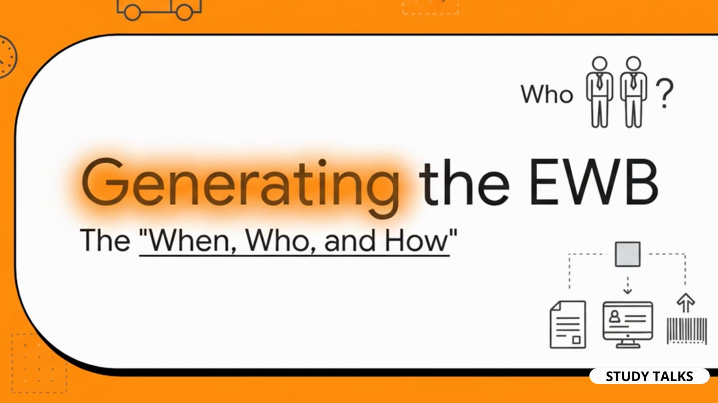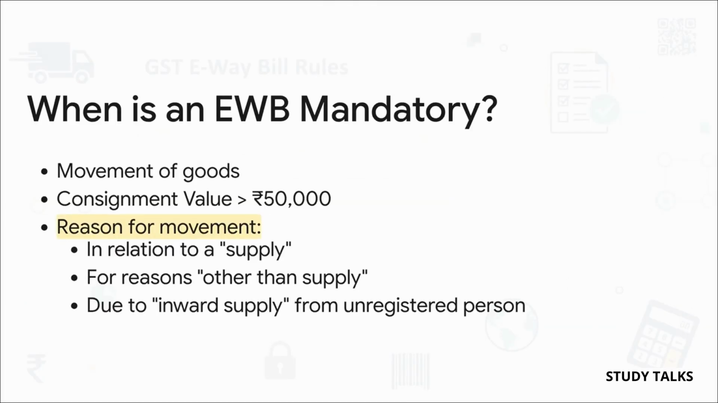Section 2, how do we actually generate this thing? Let's talk about the when, who, and how. So when do you absolutely have to generate one? It's pretty straightforward, really. Two things need to happen. One, there has to be a physical movement of goods. And two, the consignment value, which we now know includes tax, has to be more than 50,000 rupees. And listen, the reason for the movement doesn't matter. It could be a sale, a stock transfer to another branch, or even goods you're receiving from an unregistered person. If those two conditions are met, you need an e-way bill.